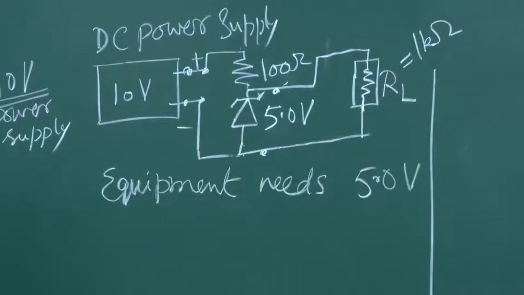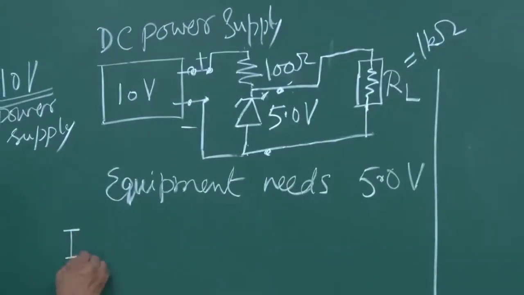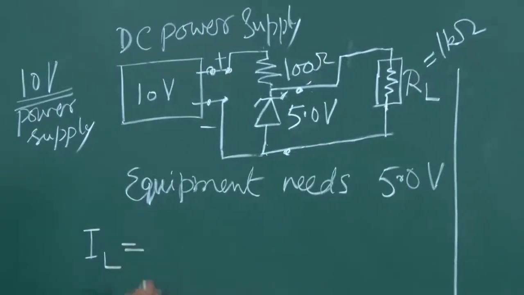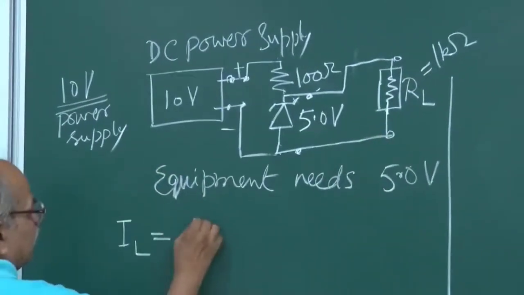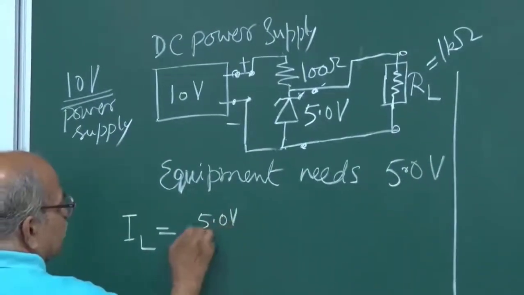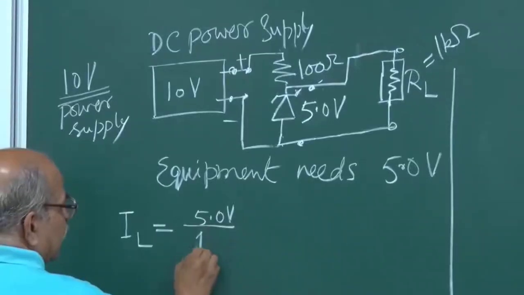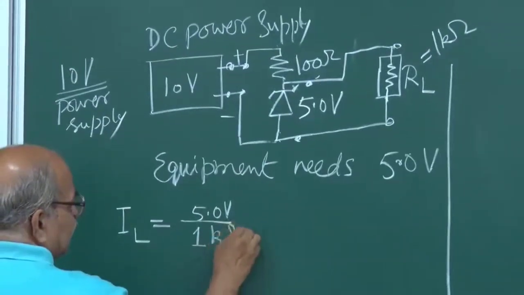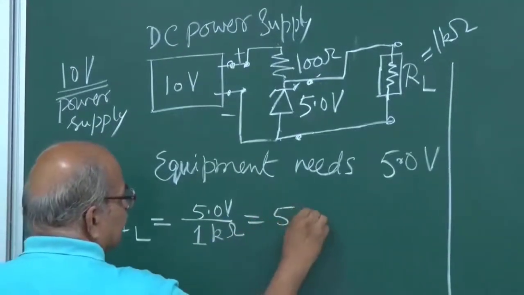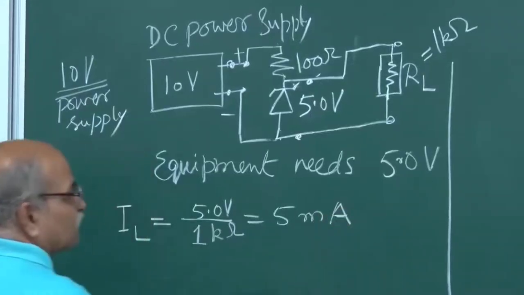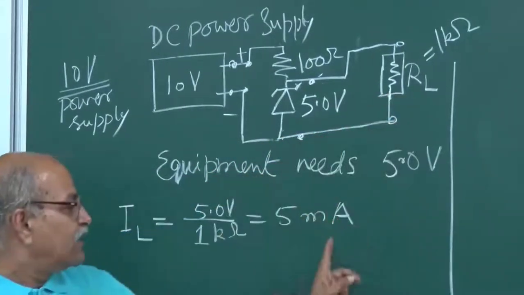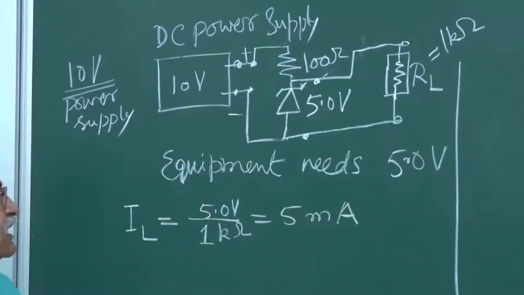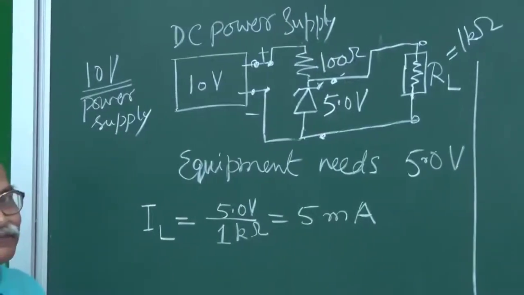So what is the current? What is the current in that load IL? Here it is 5 volts. So that will be 5.0 volts, divided by this 1 kilo ohm. So that is 5 milliampere. And the equipment will receive this voltage and this current, 5 milliampere only.